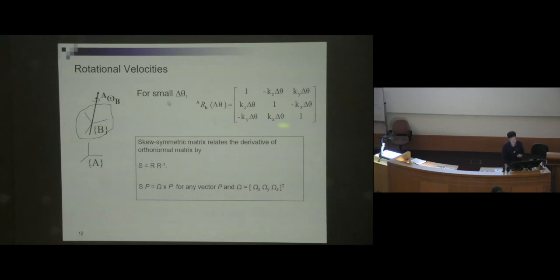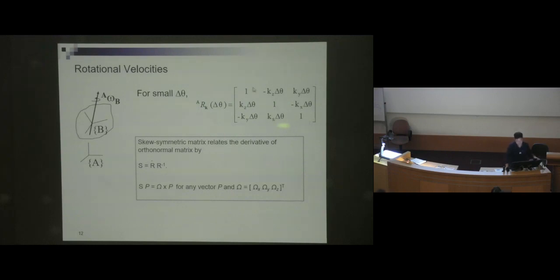So for small delta theta, you will end up with 1, minus kz delta theta, ky delta theta, kz delta theta. You will end up with a matrix over here. If you look at this matrix itself, it is known as a skewed symmetric matrix. Symmetric meaning that the off-diagonal elements have the same value. This is a skewed one because instead of kz delta theta and kz delta theta, this is minus kz delta theta. So there's a change in the sign. And then ky delta theta is minus ky delta theta, kx delta theta is minus kx delta theta. Okay? So this is known as a skewed symmetric matrix.